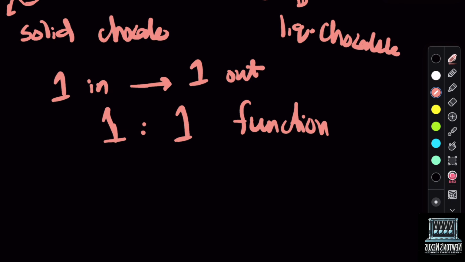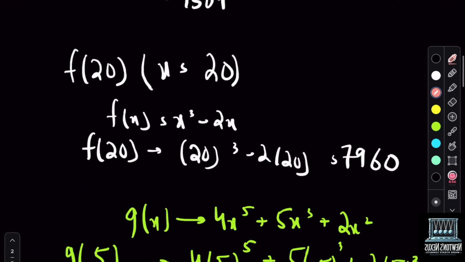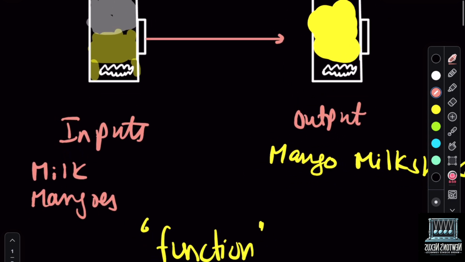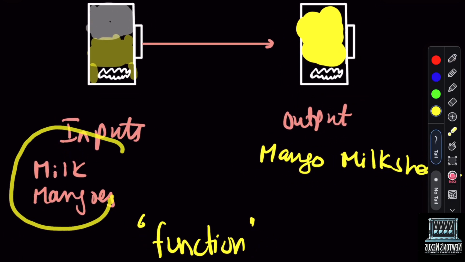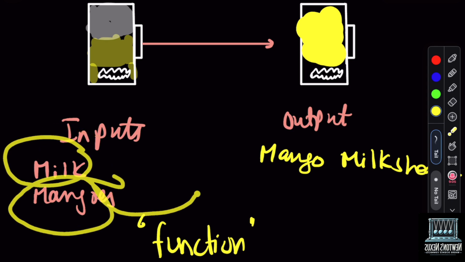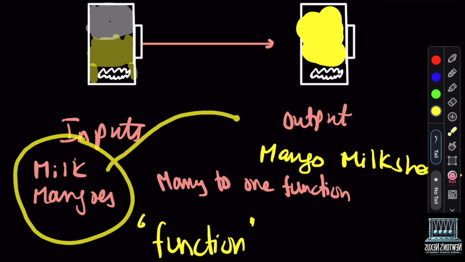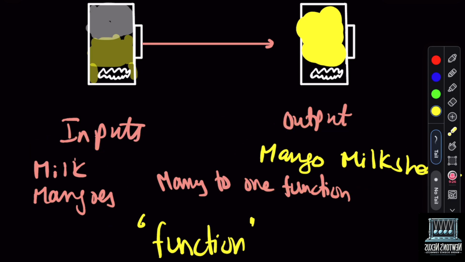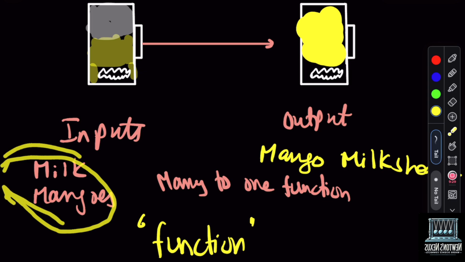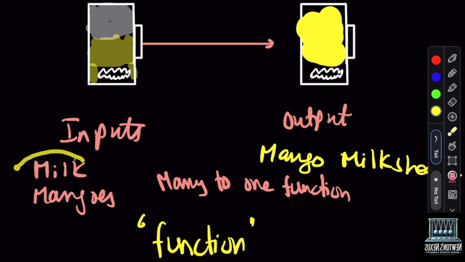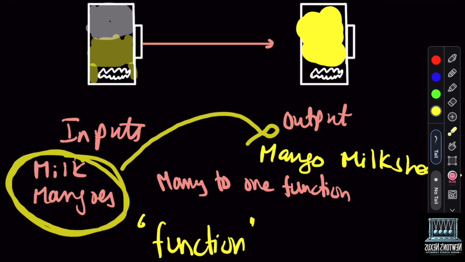And in our previous case, in our first case, I can see that my two inputs, milk and mangoes, gave me a single output. So I can say that these are a two to one function, or a many to one function, because many of my inputs only gave a single output. Milk and mangoes are considered a plural, so they are basically two inputs or many inputs, and they give me a single output of mango milkshake. So that's a many to one function.